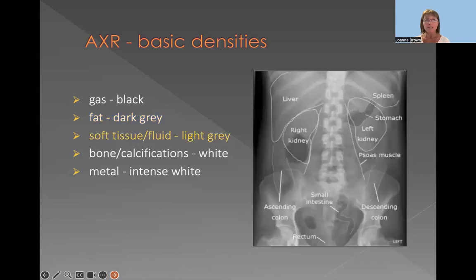Then we have soft tissue and fluid, which is light gray, and this X-ray shows you where the soft tissue organs are positioned within the abdomen and how we can see them on the X-ray. And this will be a shadow of the right kidney, left kidney, spleen, overlying stomach, and the different muscles.